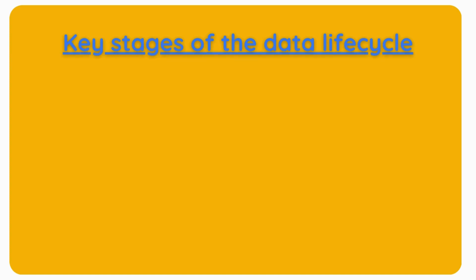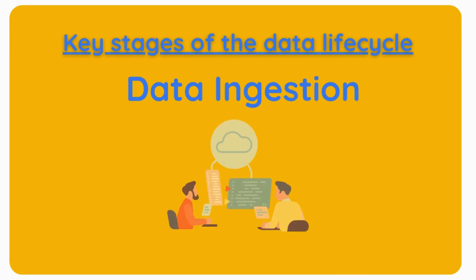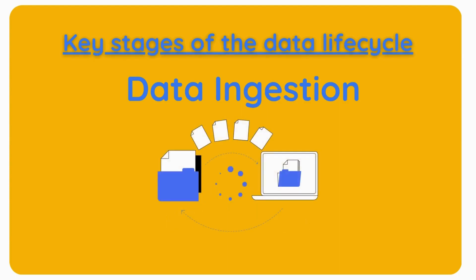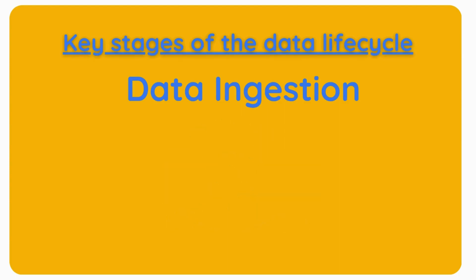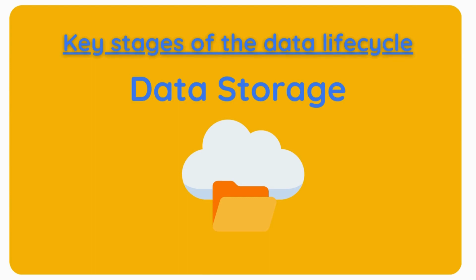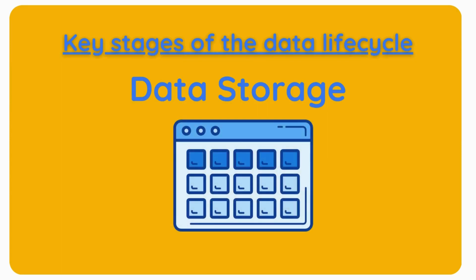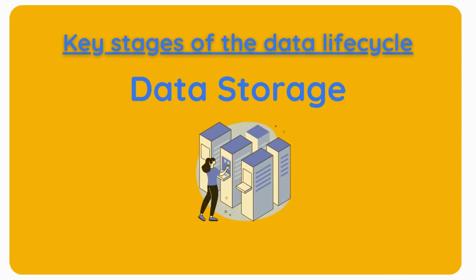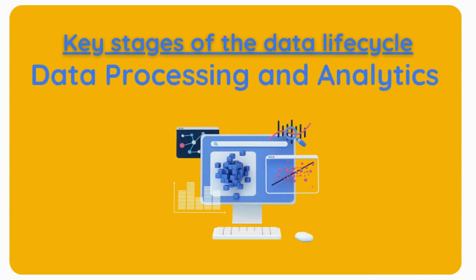Let's get started. Data ingestion. Data is collected and brought into the system for further processing and storage. This can be done in batches or in real-time streams. Data storage. Data is stored in an organized and secure manner. Different types of storage solutions are used, depending on the nature of the data, such as databases, data warehouses, or cloud storage services.